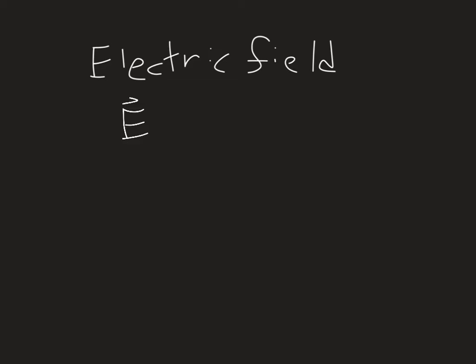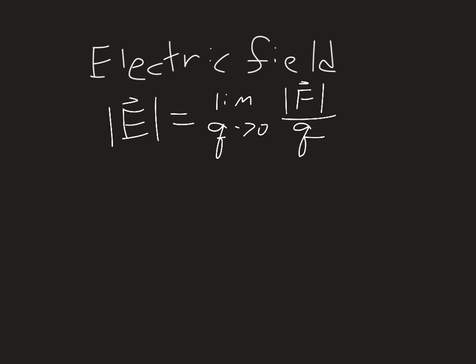Now the next big thing we want to look at is the electric field. And so we're going to have the definition of the electric field. We know that the electric field magnitude is equal to the limit as Q goes to 0 of F magnitude over Q. And that is for a positive charge. So sometimes we'll draw a little positive sign to remind us that this is for an imaginary positive charge.